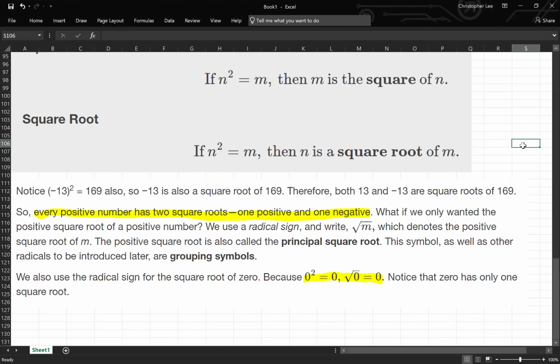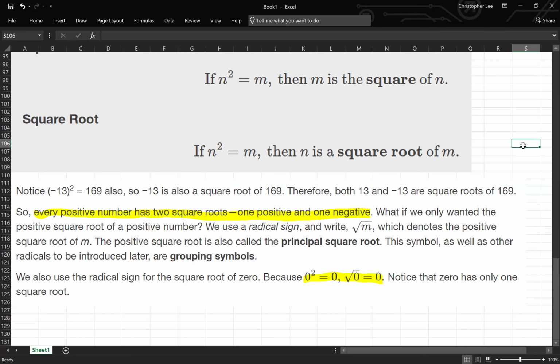So notice negative 13 squared is equal to 169. So negative 13 is also a square root of 169. Therefore, both 13 and negative 13 are square roots of 169. So every positive number has two square roots, one positive and one negative.